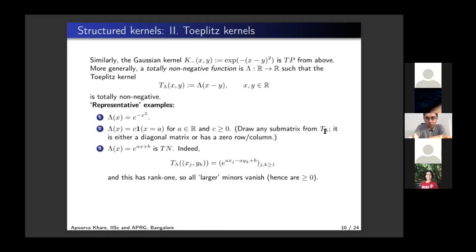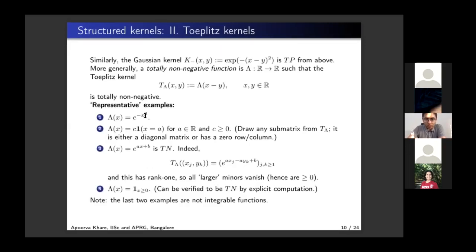Here is a monotone totally non-negative function, the exponential. Clearly this function on R to R is not integrable. Why is this totally non-negative? Again, you take x_j's, you take y_k's. The matrix you form is exactly this one. You can check, and this matrix is rank 1. So all the 1 by 1 entries are positive, and every 2 by 2 minor or larger vanishes because the matrix is rank 1. So this is totally non-negative. Okay.